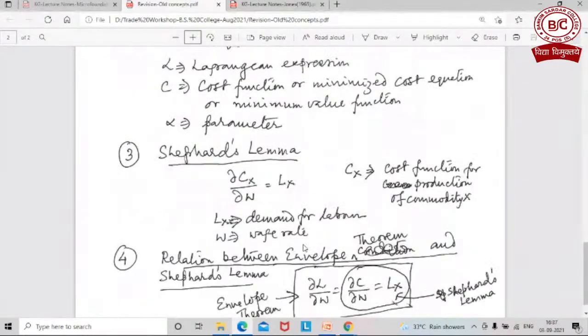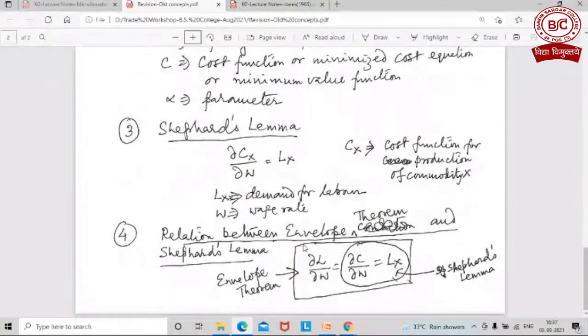Now just see the relationship between the envelope theorem and Shephard's lemma. So this is the envelope theorem. Just look at the box. ∂L/∂W equals ∂C/∂W. If you just look at this part, this W can be treated as a parameter, mainly in partial equilibrium models. ∂L/∂W means the change in the Lagrangian expression as a result of a change in the parameter, which is W here, the wage rate, is the same as the change in the cost function, which is the minimized cost equation, as a result of a change in the same parameter. So if you just look at this box, this is the envelope theorem. And if we consider the subset of this box, just have a look at this part, it's Shephard's lemma.